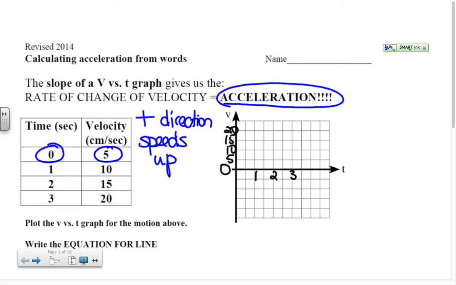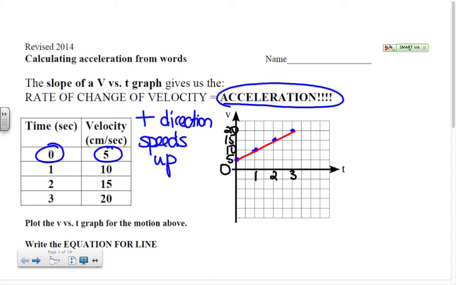At time 0, you're at a velocity of 5. At time 1, you're at a velocity of 10. At time 2, you're at 15. And at time 3, you're at 20. So it's a perfect linear relationship. Okay, so that's not new. We've seen that before.